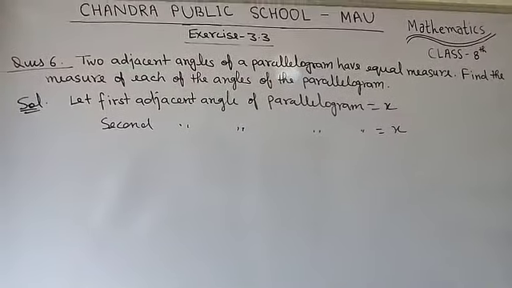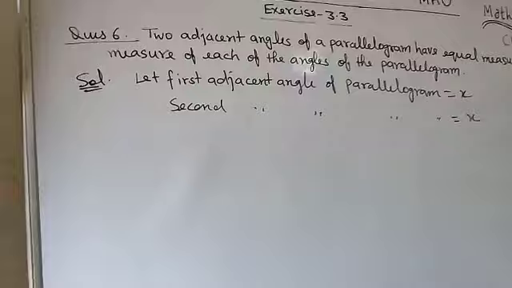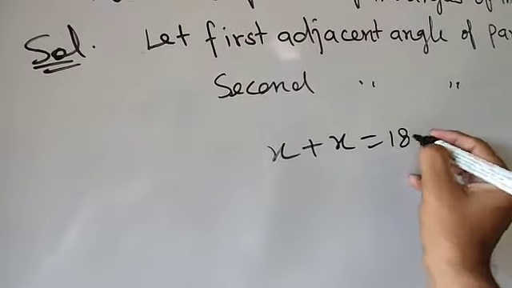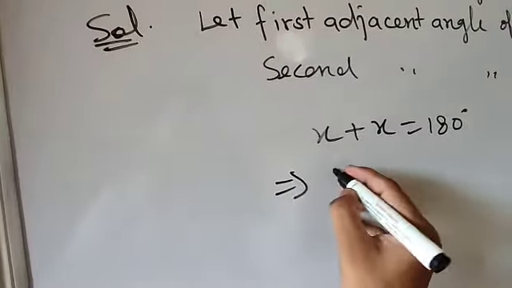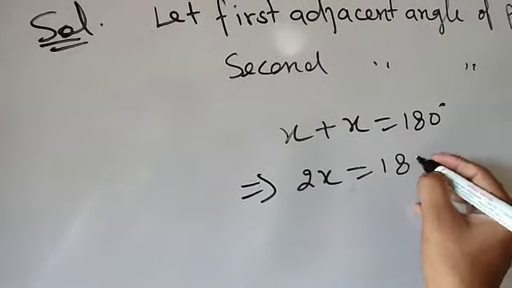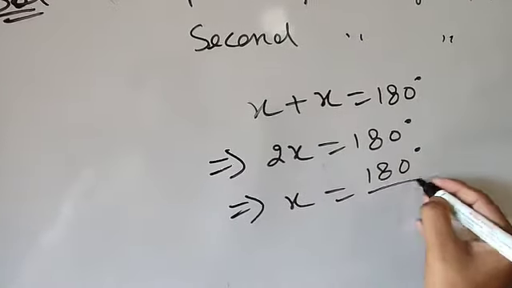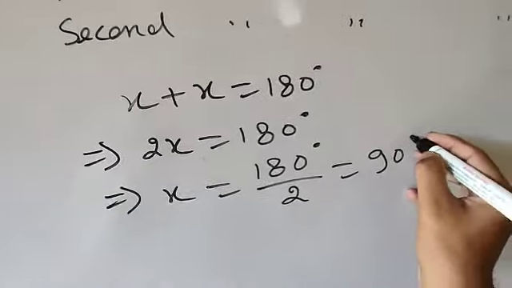And you know that the sum of the adjacent angles of a parallelogram is equal to 180 degrees. So here you can write x plus x equal to 180 degrees. Then 2x equal to 180 degrees. Here it shows that x equals 180 degrees upon 2, that is equal to 90 degrees.